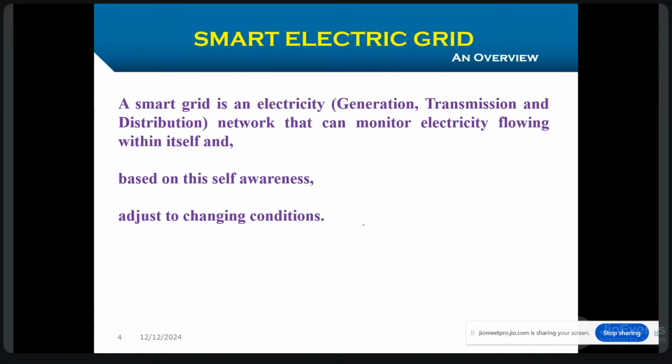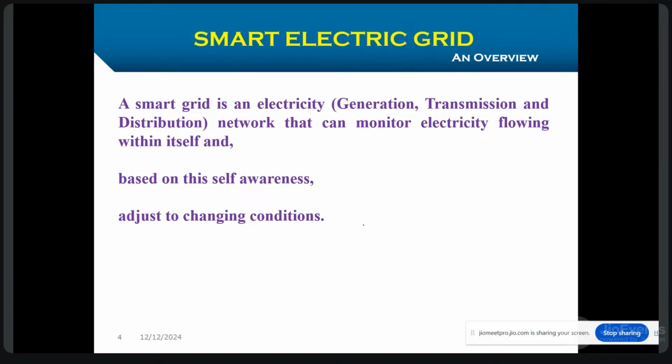Changing operating condition, in the sense, please understand, the load is changing. It keeps on changing. When the load is changing, we should be able to adjust the generation. Or nowadays we're talking about the renewable energy sources. The renewable energy sources are time varying sources. Mostly the wind and PV, is what I'm referring to.